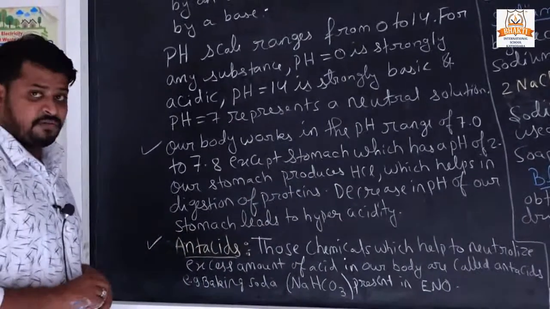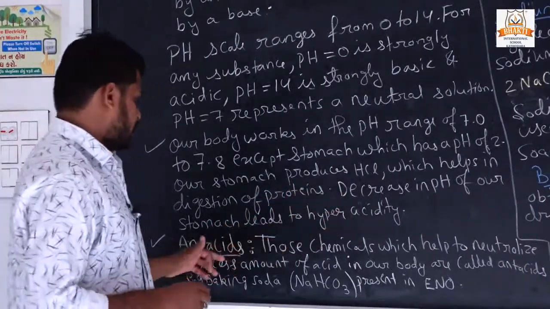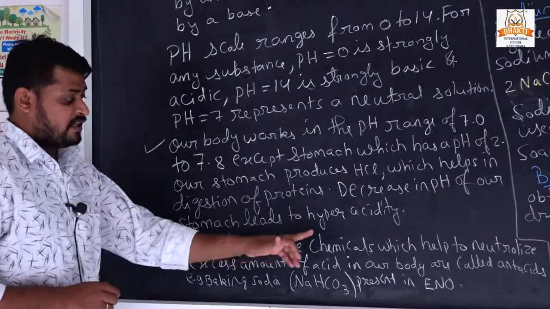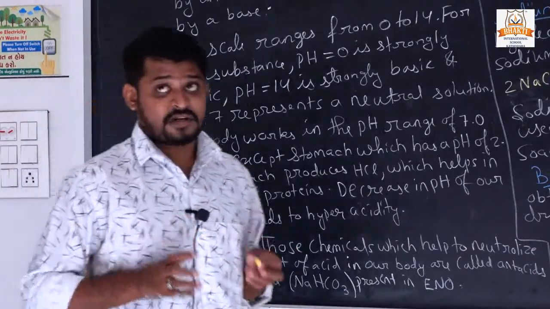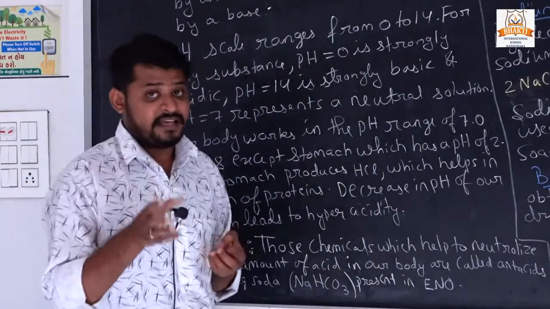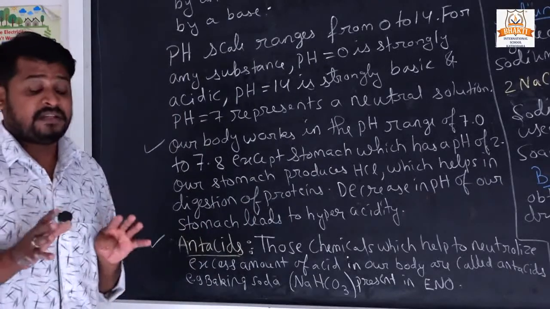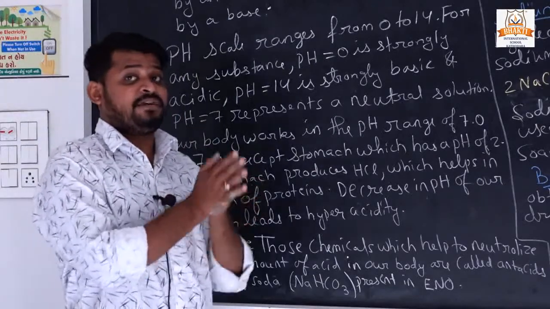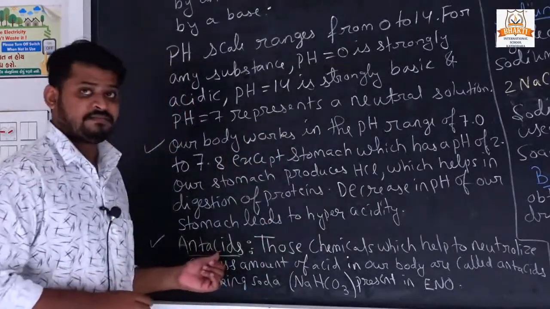Second, antacids. What are antacids? Those chemicals which help to neutralize the excess amount of acid in our body are called antacids. In our stomach there are some antacids that neutralize the acid produced in our stomach. Any substance that neutralizes the acid is called an antacid.